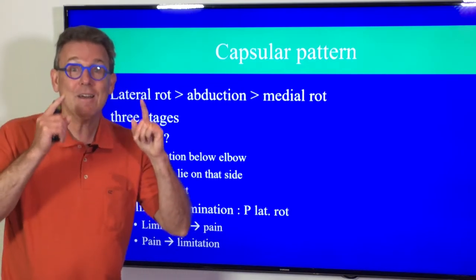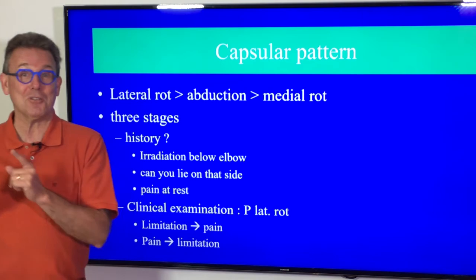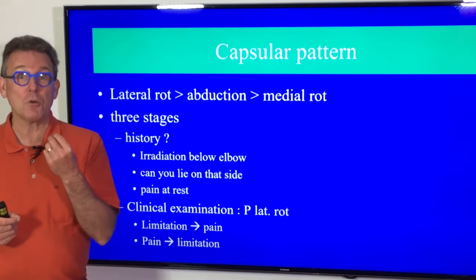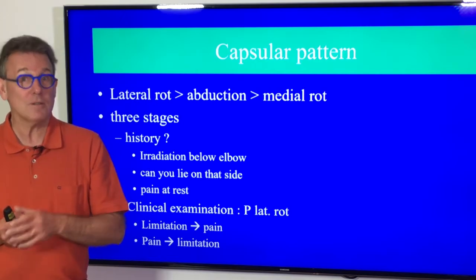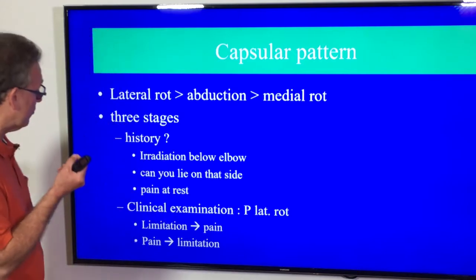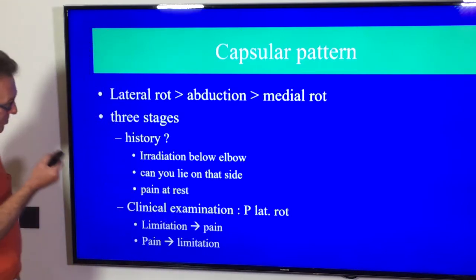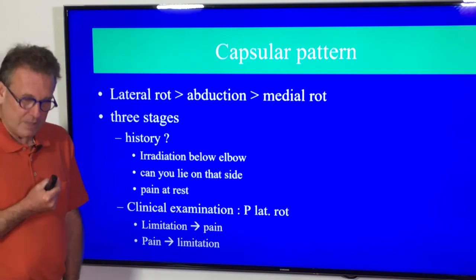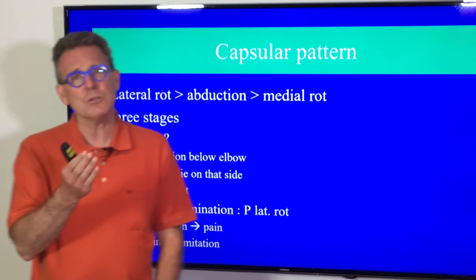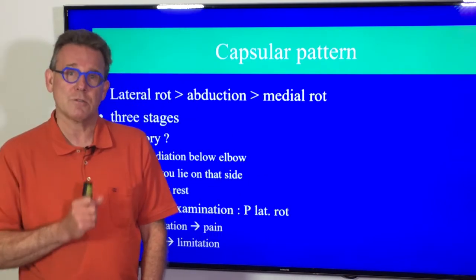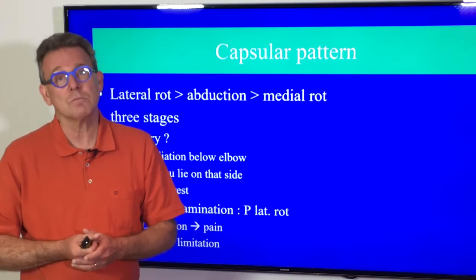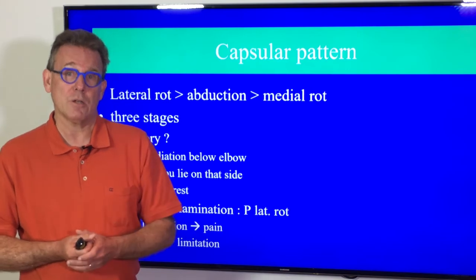Remember, capsular pattern with a hard end feel, you think of arthrosis. Capsular pattern with a muscle spasm end feel, you think of arthritis. And now it's going to be very important to determine the stage of an arthritis. And there are 3 questions in the history which are going to be very helpful. You ask the patient, do you have pain at rest? Do you have radiation of pain that goes further than the elbow? And can you lie down on that side?